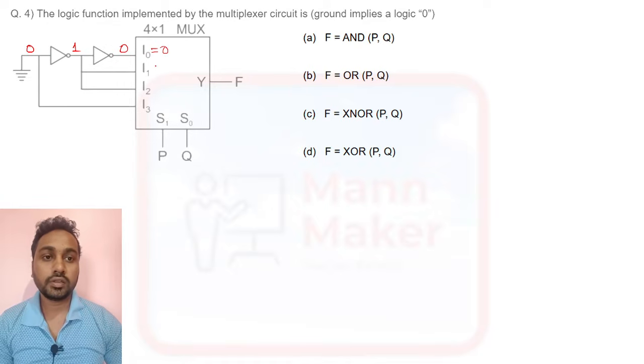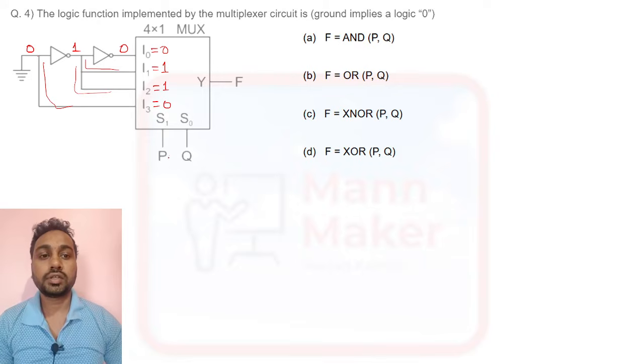This is 0. Then I1 is coming like this, so I1 is 1 only. I2 is also coming like this, so it is 1. And I3 we have from here, so this is 0. Okay, we got the values of I0, I1, I2 and I3.